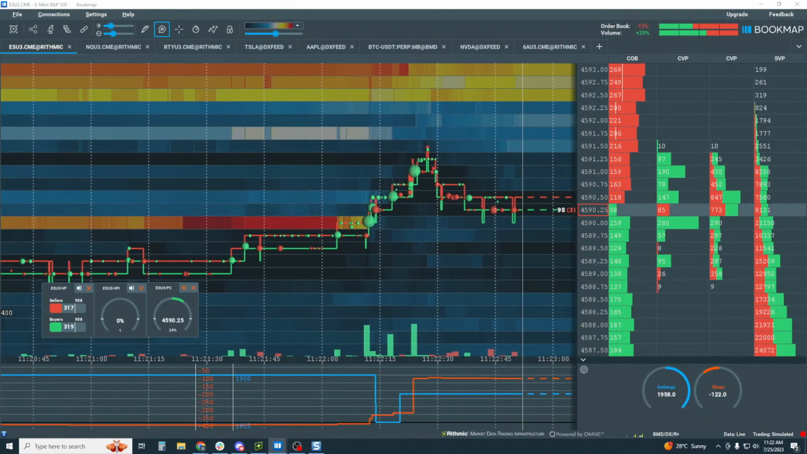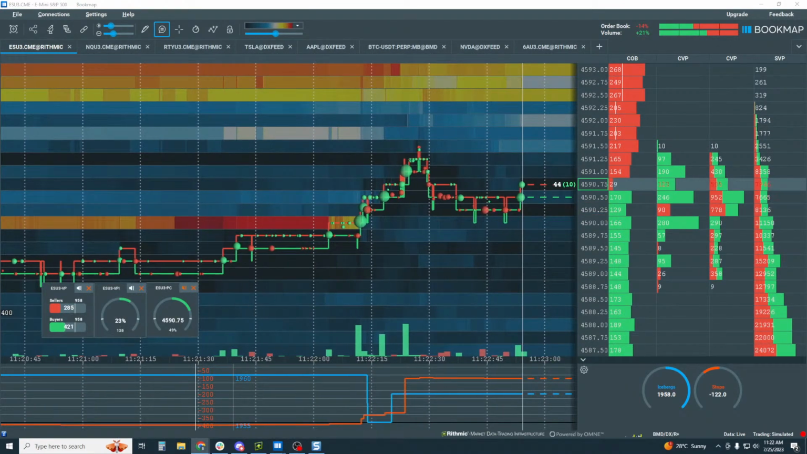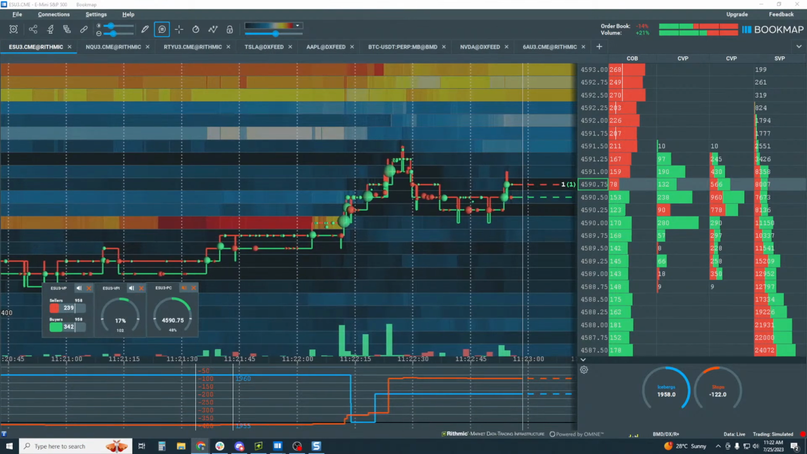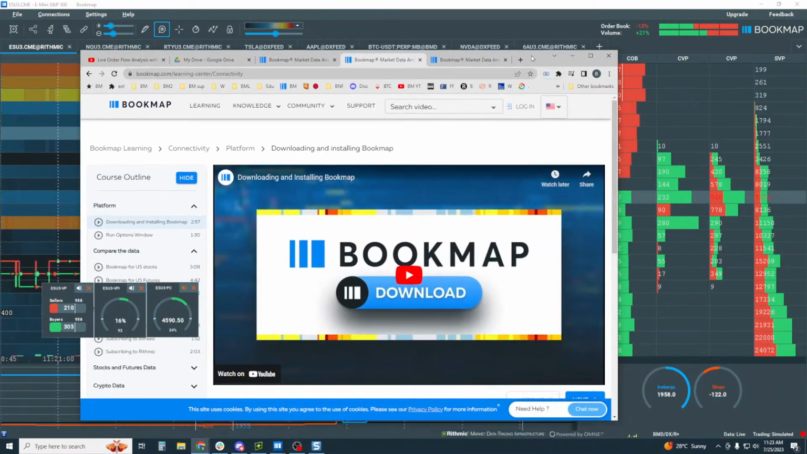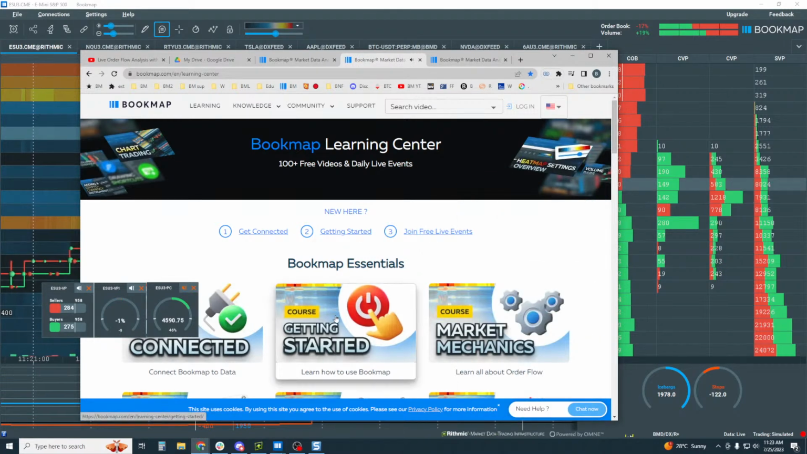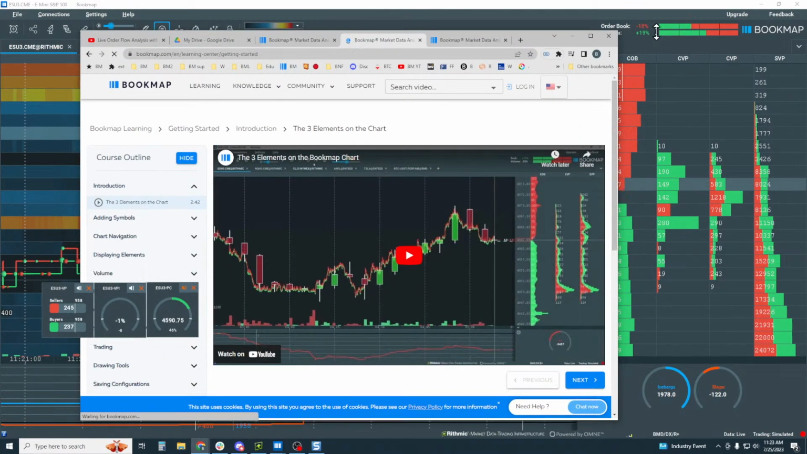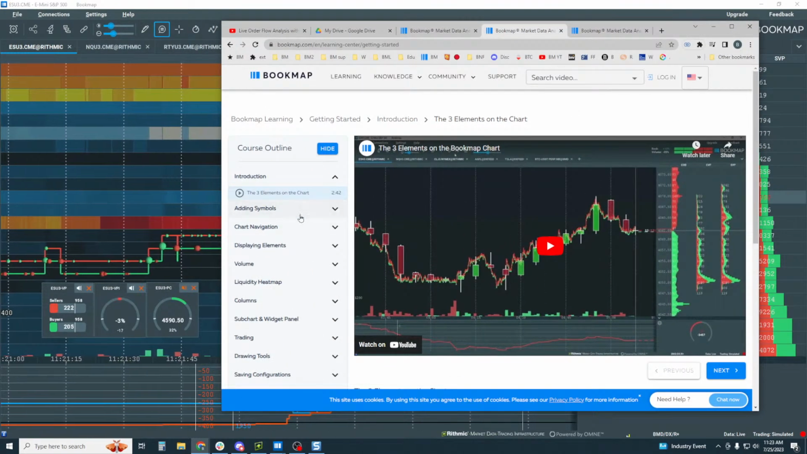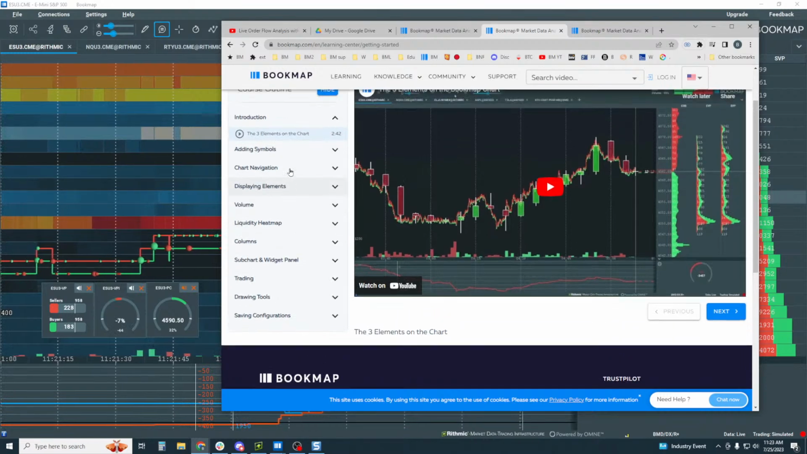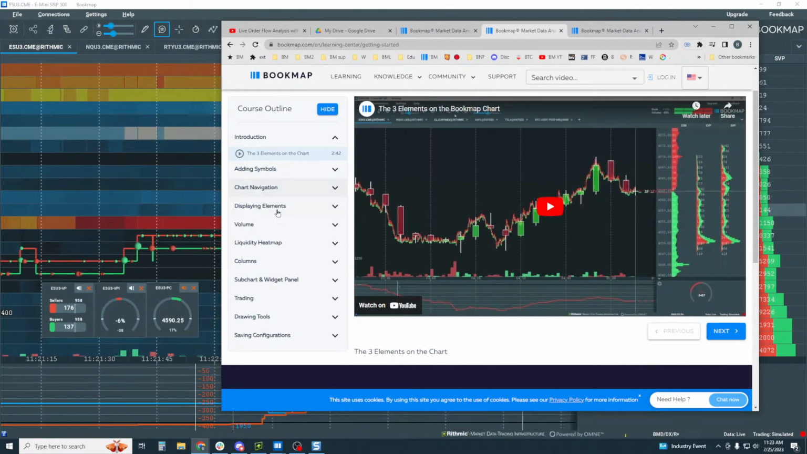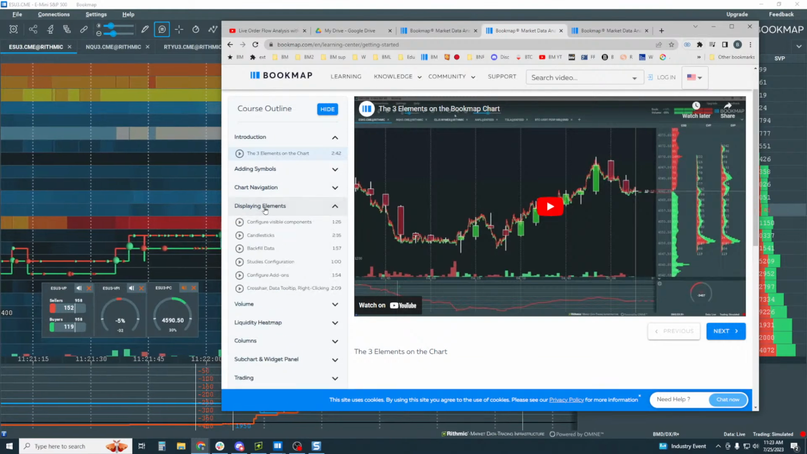Anyway, let me show you. I can go through the example again, but there's a video on it, and that's the best way to describe it. If we go to the Learning Center, then go to Getting Started here. This is how to learn the different functions and features in Bookmap.